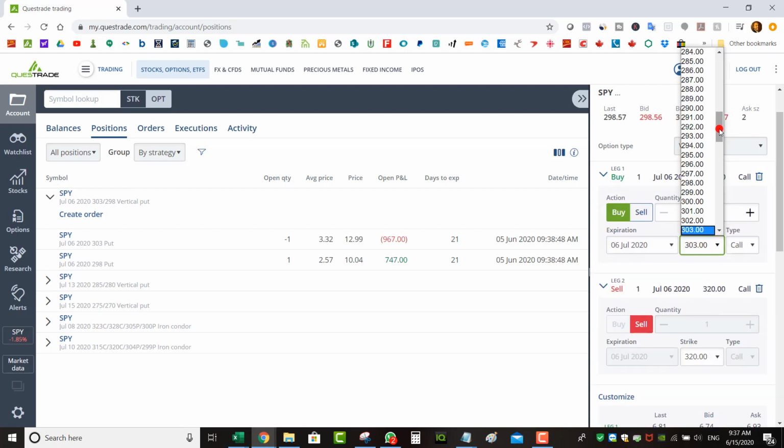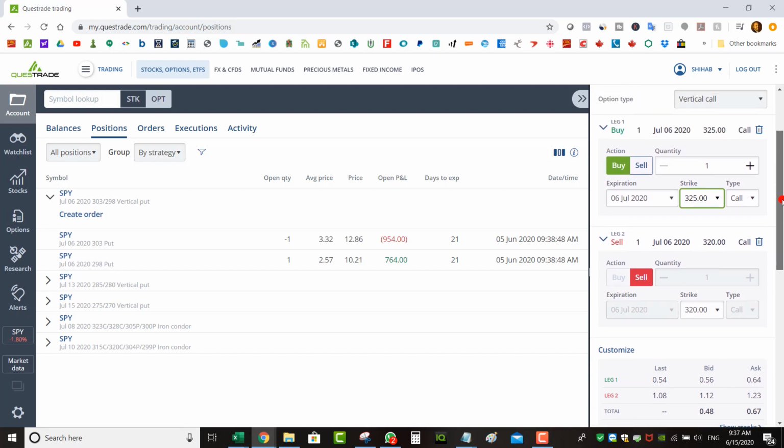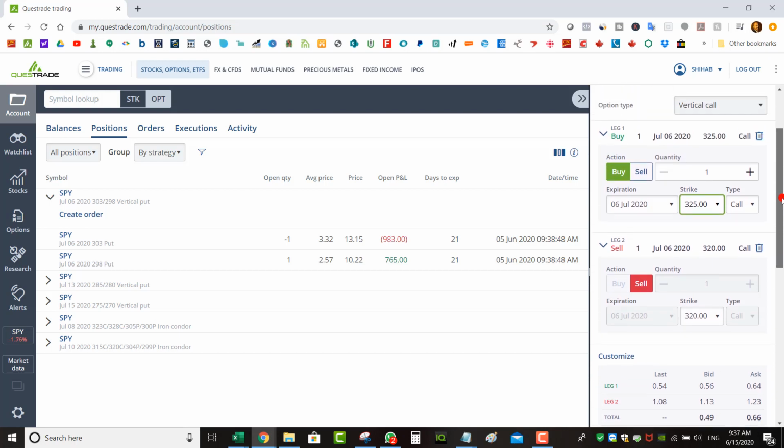spread. So how do I choose my strikes? Basically, there's nothing really. I just want to be far away so that I have a chance to win, but also collect enough premium to help mitigate the situation, right? So I'm choosing a 320, 325.